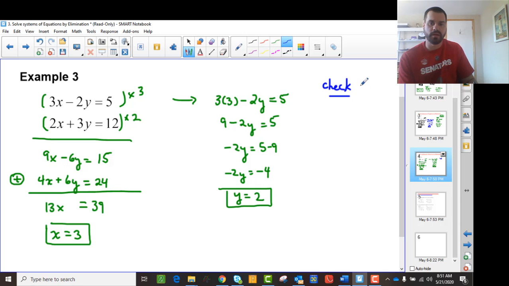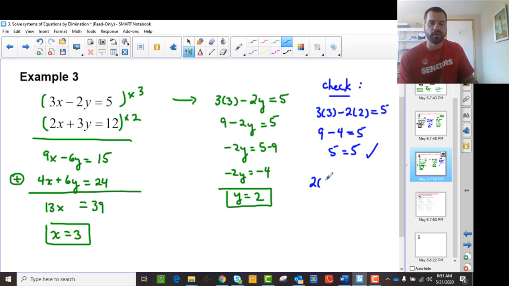Is that actually right? So I go 3 times x, which is 3, minus 2 times y, which is 2, is supposed to equal 5. That's the first equation. 9 minus 4 then equals 5. 5 is equal to 5. We say, yep, that's right.